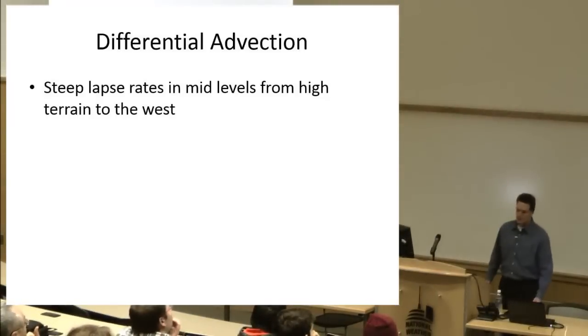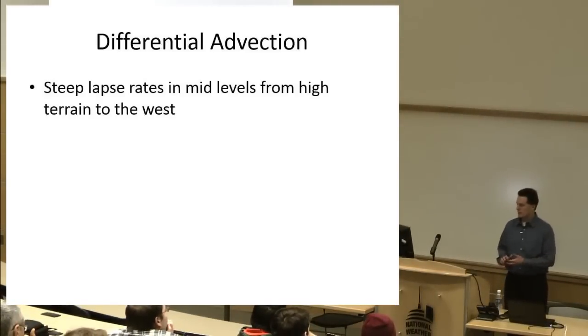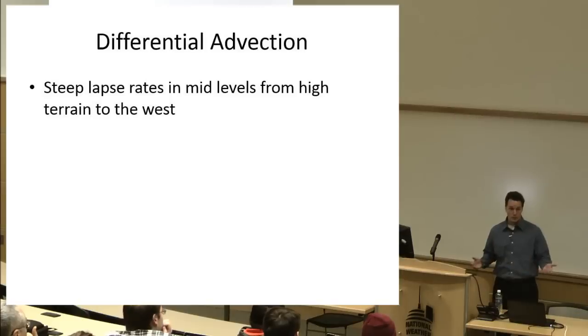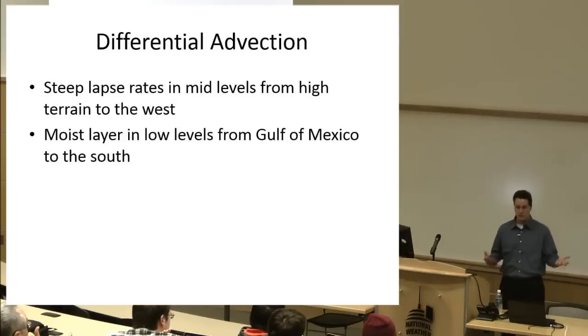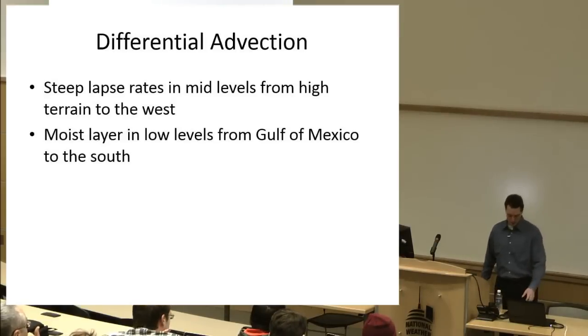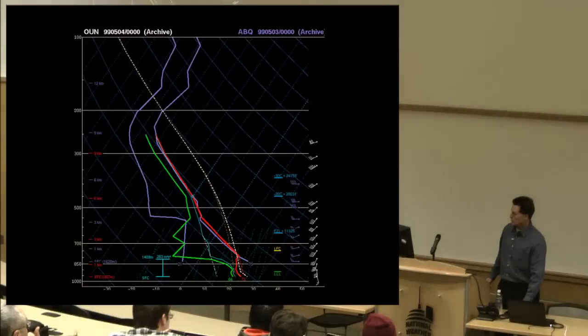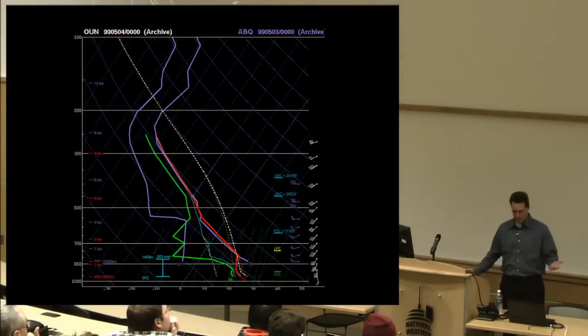Okay, so differential advection is what we're really getting at here. I've mentioned it several times. So we get steep lapse rates from the high terrain to the west, which is where they typically form. A moist layer in the low levels from the Gulf of Mexico or the Caribbean basin to the south creates the loaded gun. And again, it's just a classic example.